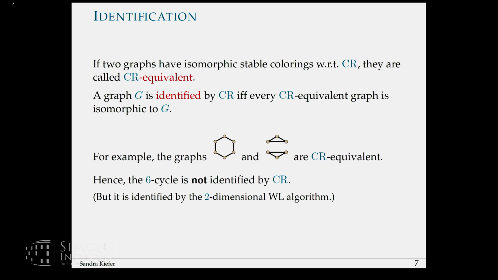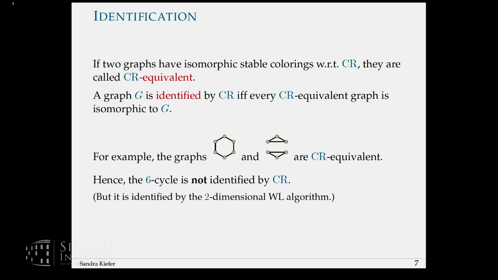Unfortunately, as I said, not every graph is identified by color refinement, so here are 2 simple examples. If you apply the algorithm, you will quickly see that they are equivalent with respect to color refinement, but of course they're non-isomorphic. So this cycle, the 6th cycle, is not identified, because there's a non-isomorphic one which is equivalent. As to cycle lengths, what is maybe interesting is that the 3 cycle and the 5 cycle, so cycles of length 3 and of 5, they are identified. And it is also known that all trees are identified by color refinement already.